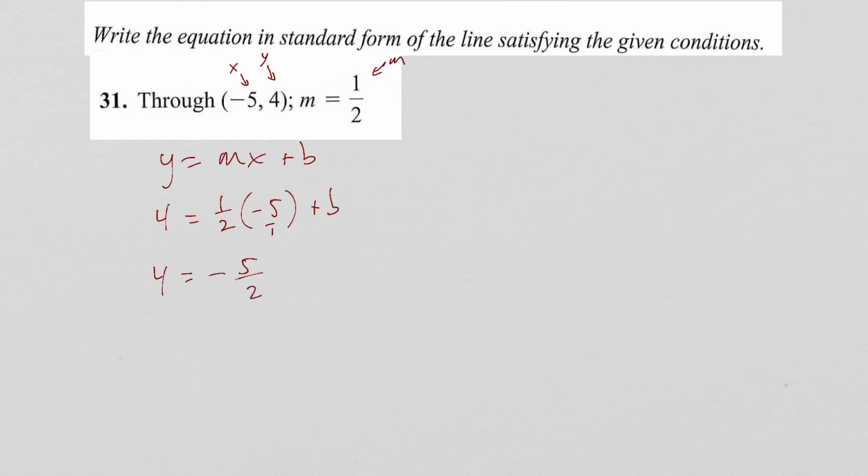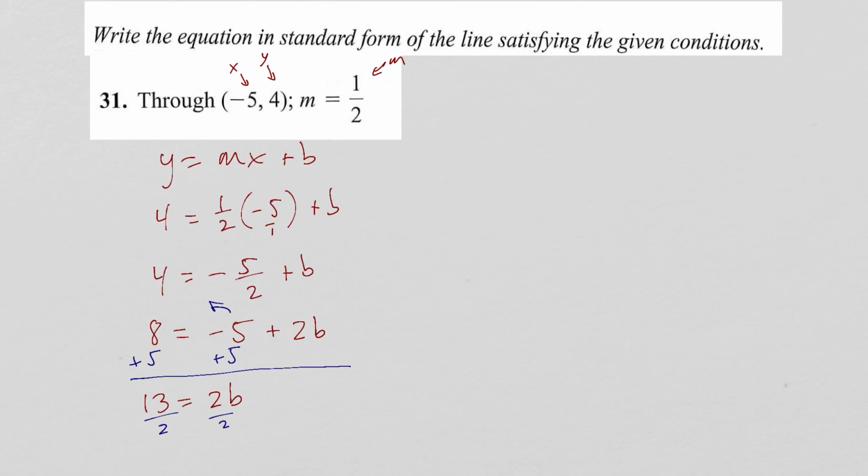Now I don't like using the fractions, so I'm going to get rid of the fractions by multiplying everything by 2. So I multiply this by 2, I get 8. I multiply this by 2 and the 2's cancel, I get negative 5. And I multiply b by 2 and I get 2b. Now I can move this over by adding it to each side. And we're going to get 13 is equal to 2b. And finally, I'm going to divide by 2 on each side.